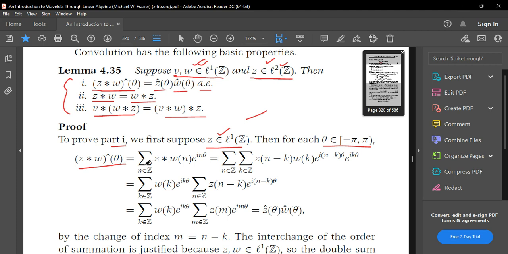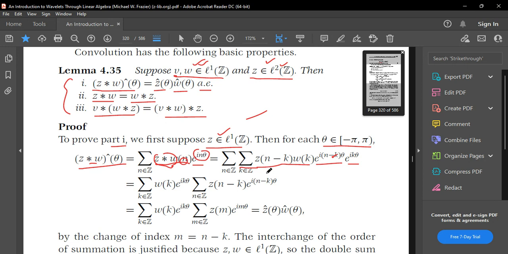How is the cap defined? It is the summation n belongs to Z of (Z star W)(n) e raised to i n theta. Taking the cap of the components of Z star W, we have the summation of the individual components of Z star W times e raised to i n theta. This is equal to summation n belongs to Z, summation k belongs to Z. We write the definition of (Z star W)(n), that is summation k belongs to Z, Z of (n minus k) into W of k. Then e raised to i n theta we split as e raised to i (n minus k) theta times e raised to i k theta, and e raised to i k theta and e raised to minus i k theta cancel, so we get e raised to i n theta.